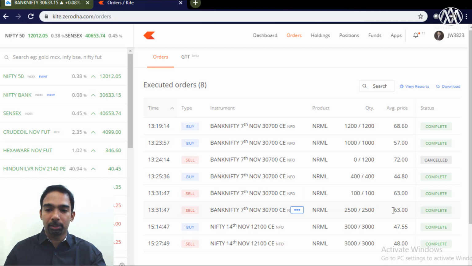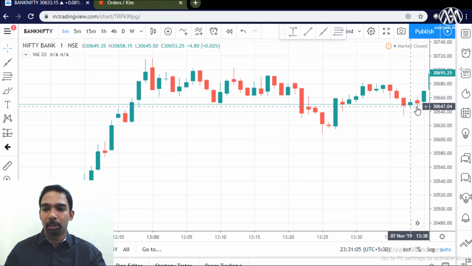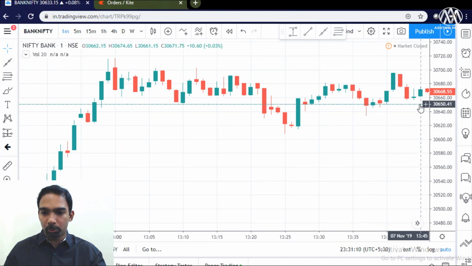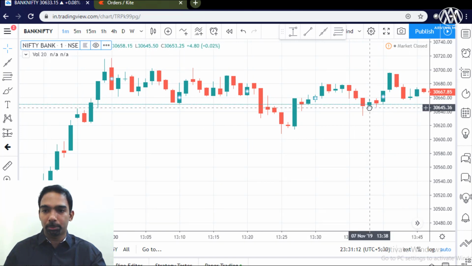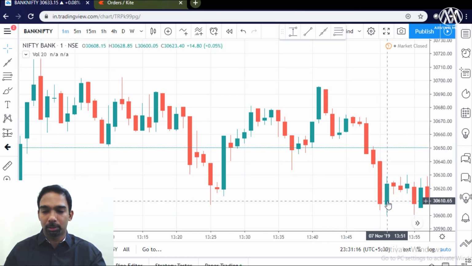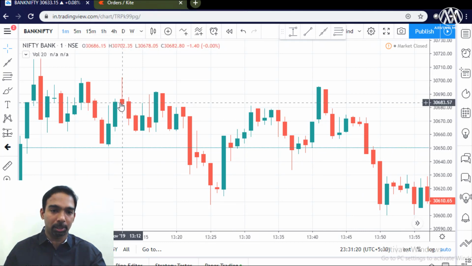In fact, after I exited, let's see what really happens. I expected Bank Nifty to go up to 30,700. So let's see here, from 140 it moves sideways till 145, nothing much happens. Then it actually falls. At 150 it goes to 30,600. I would have been in a huge loss, right? Look at the price difference.